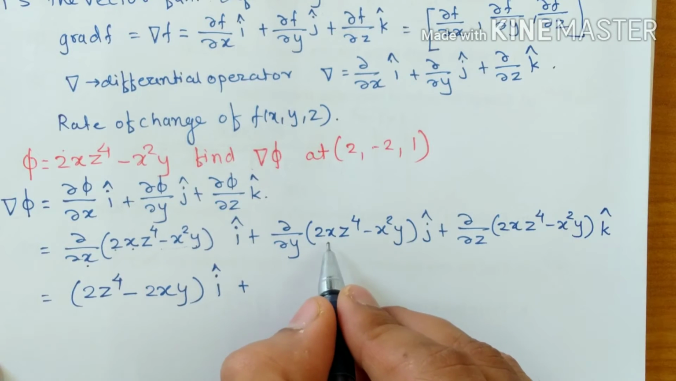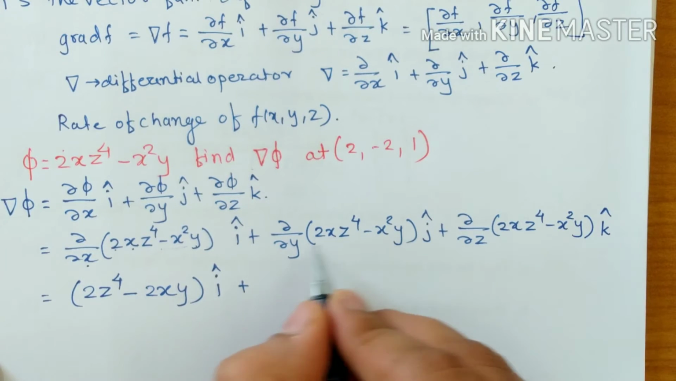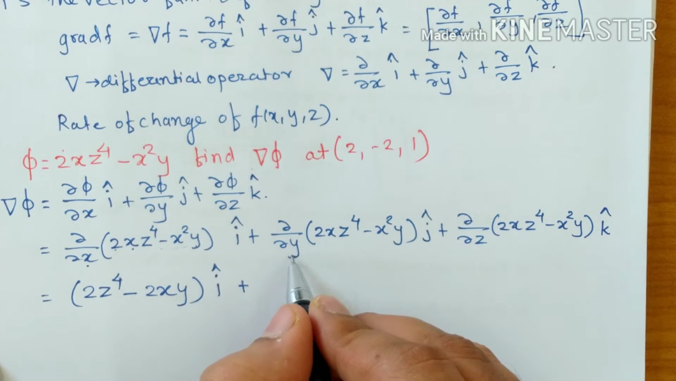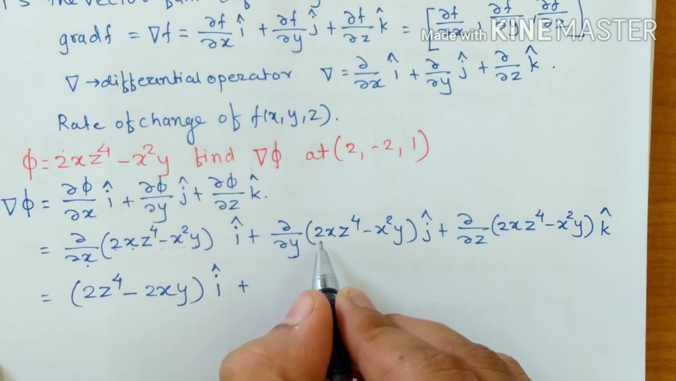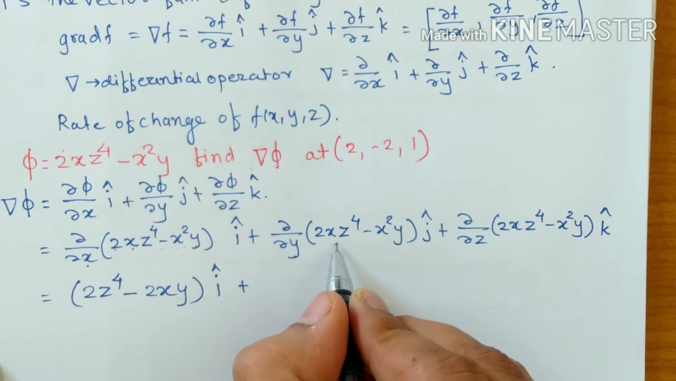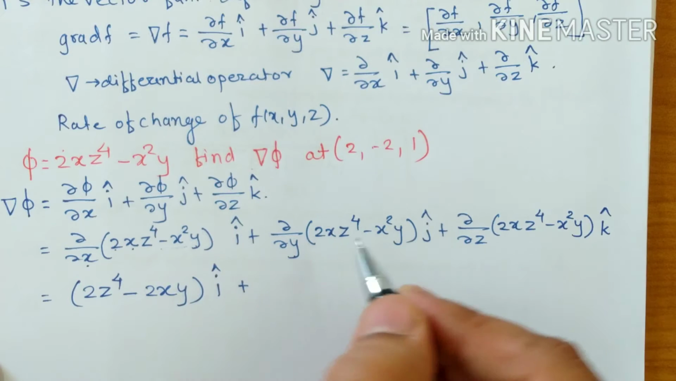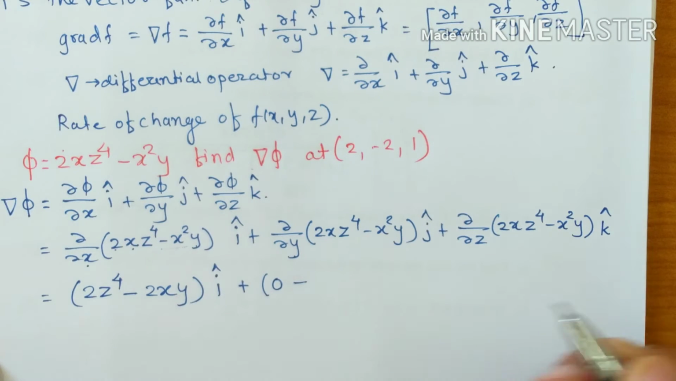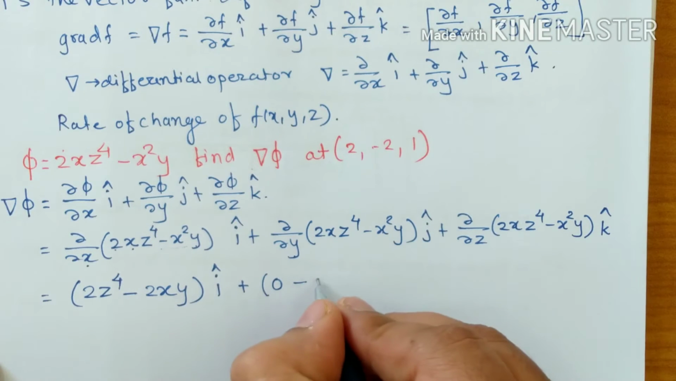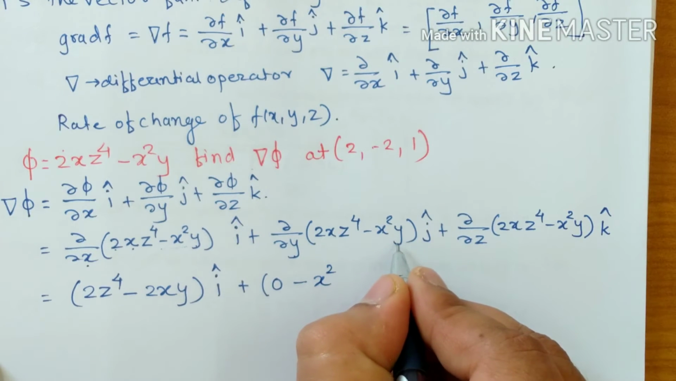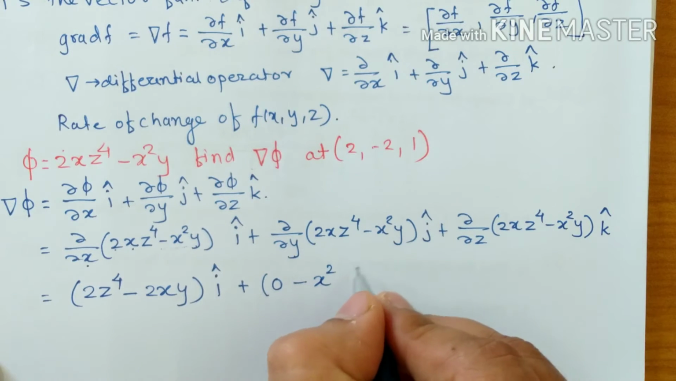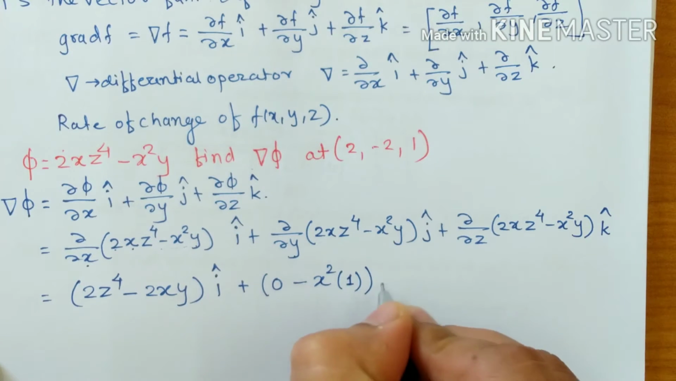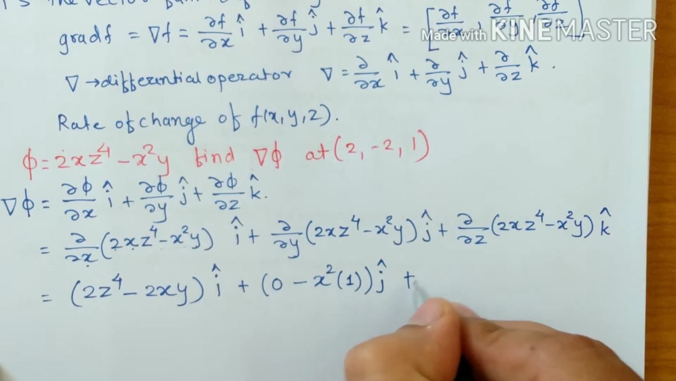Plus now ∂/∂y of phi. So now I am differentiating partially with respect to y. Look at the first term, do you have y in this? No. Hence the entire term will be treated as a constant. The derivative of a constant is always 0. Minus x square as it is. Here the y is present. What is the derivative of y with respect to y? 1. So minus x square into 1 into j cap, plus.